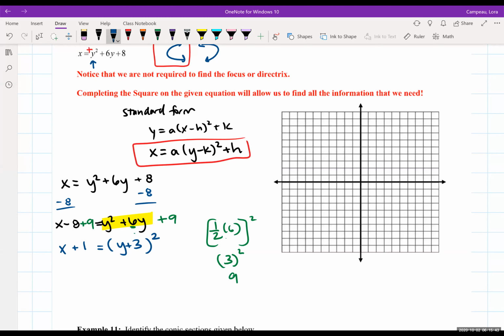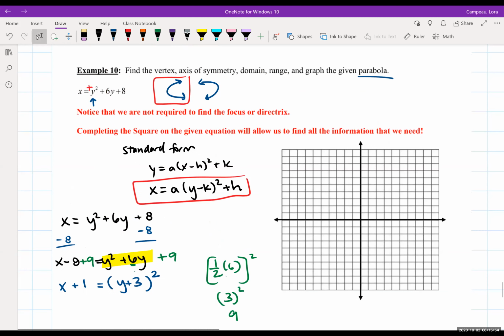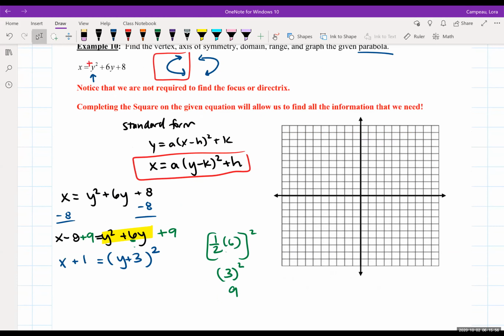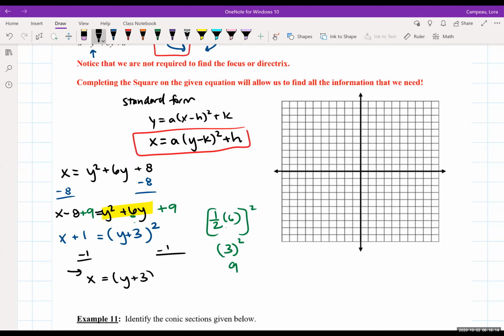So we're almost set. All we have to do now is just move that 1 over. If you want to make it look like the standard form, you could also probably recognize it in the forms that we've been dealing with in this section, but might as well. If we're focused on standard form, we can go back. So that would leave us with, if we subtract 1 from both sides, x equals y plus 3 squared minus 1. So that is our nice standard form.